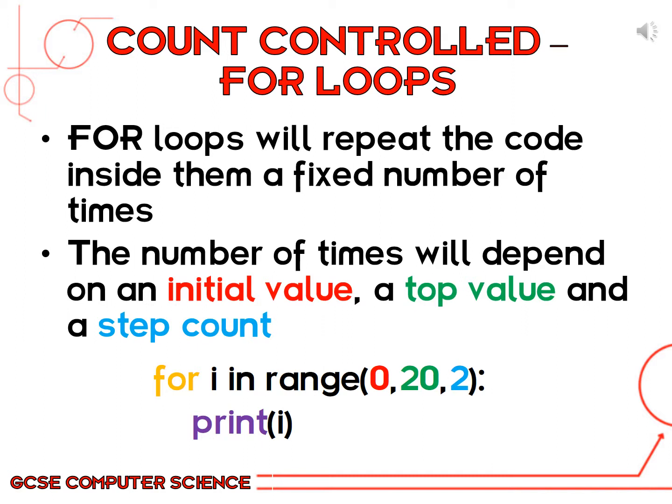So the first example we're going to look at is a for loop, and that falls into the category of count controlled. So a for loop is going to repeat the code that you put inside that loop a fixed number of times. So it will repeat it until you tell it to stop. So how many times do you want to repeat that code? So the number of times usually depends on an initial value, a top value, and a step count. So in other words, what number do you want to start from? When do you want it to stop? And how many times do you want it to increase? So you could count, for example, from 0 to 20, but miss out all of the odd numbers.